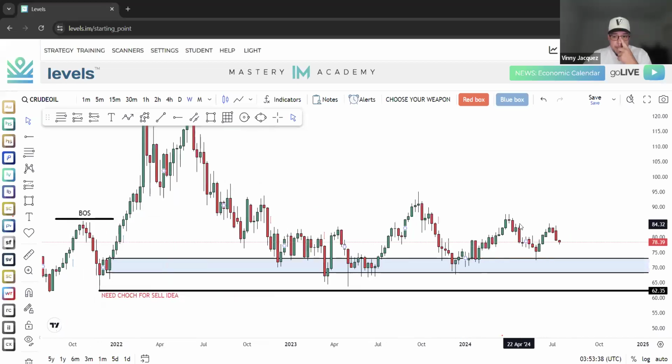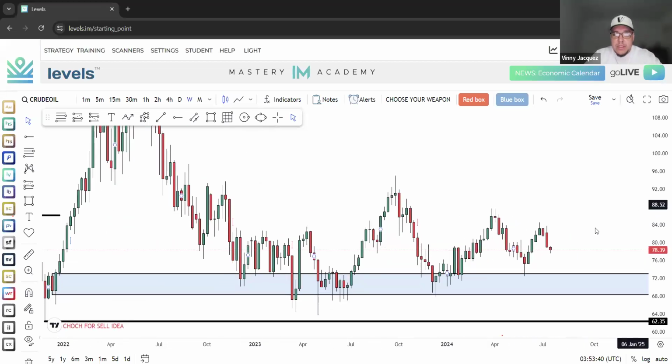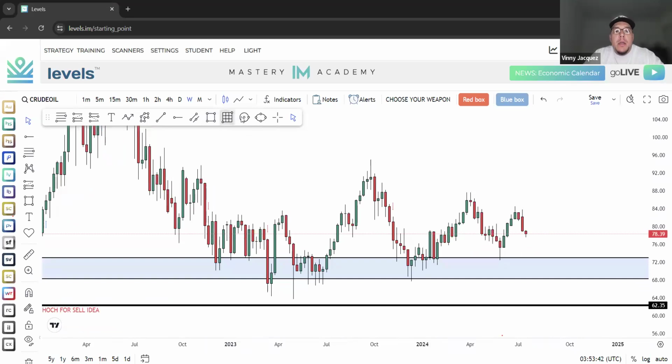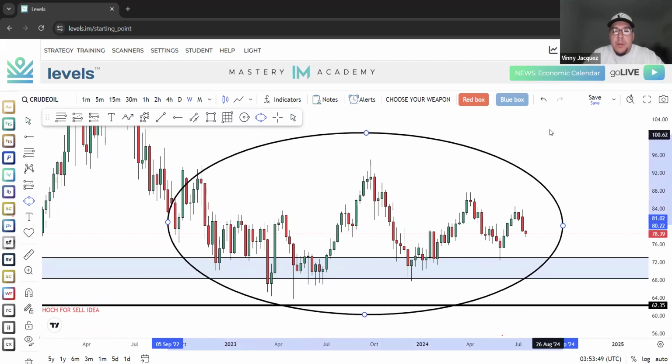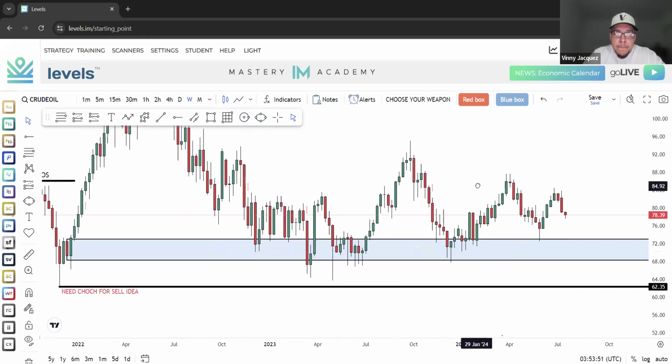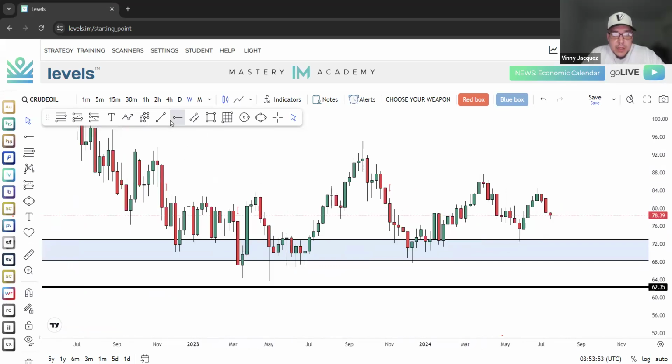Which is fine. But right now it's not really doing a whole lot. It's kind of just moving sideways, not really in one direction, up or down. So let's go ahead and dissect this structure. We had a break of structure to the downside, and then we change character.